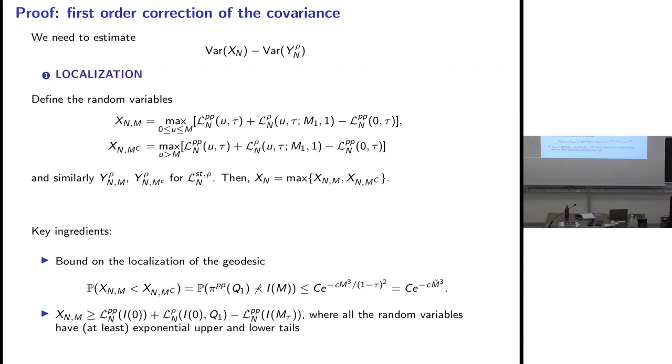We need to estimate also the distribution of the localized process, and for this you have to use some comparison with other models. This is given by the maximum of the sum of three processes. Of course, this is greater than the sum of these processes at any point that doesn't maximize the process. So you can take u to be zero, and then you can bound it from below by the sum of these processes. And it is possible to show that all these rescaled processes have at least exponential tails.